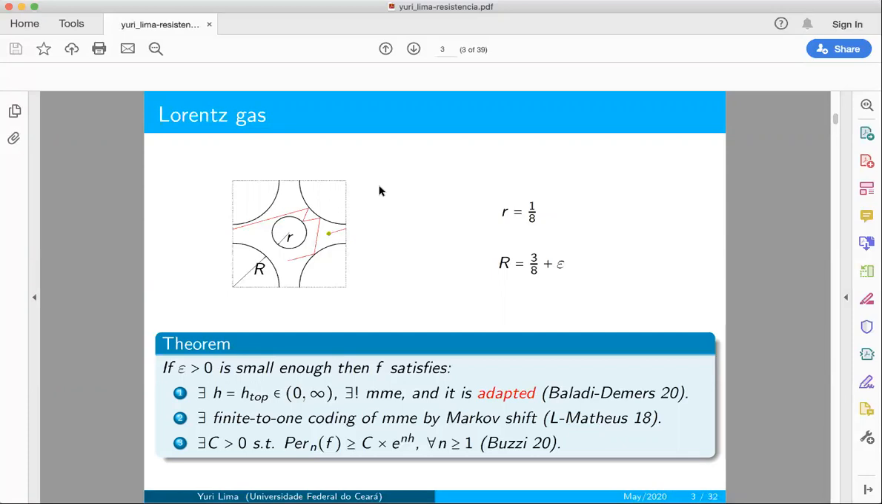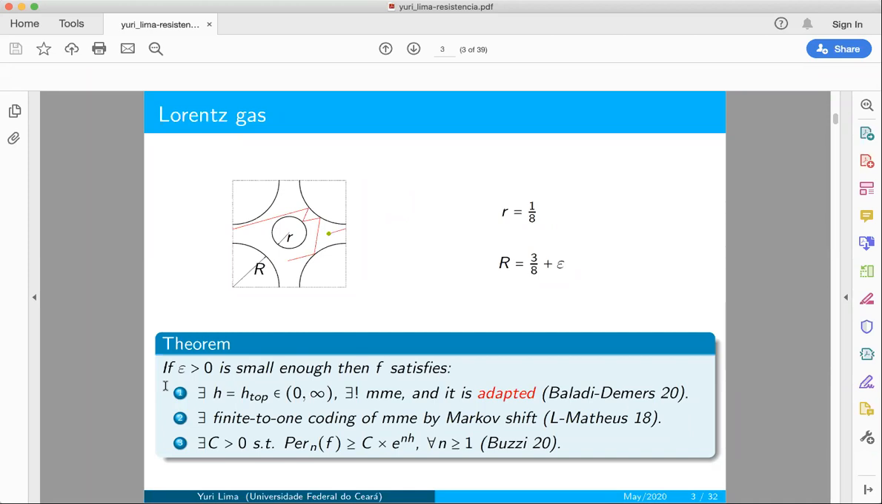So first of all, it is not clear whether you could recover some sort of topological entropy by means of open covers, just like Bowen did. And in this specific situation, and actually in a wider class of examples, Baladi and Demers were able to provide a sort of Bowen-like definition of topological entropy. And they showed that this topological entropy is going to be positive and finite for this class of examples.